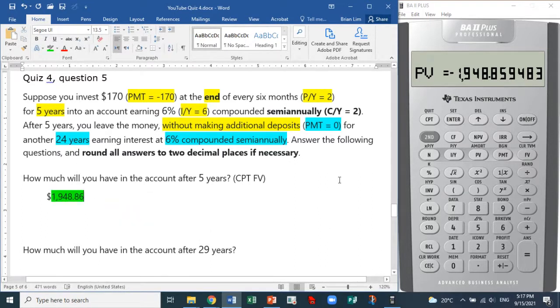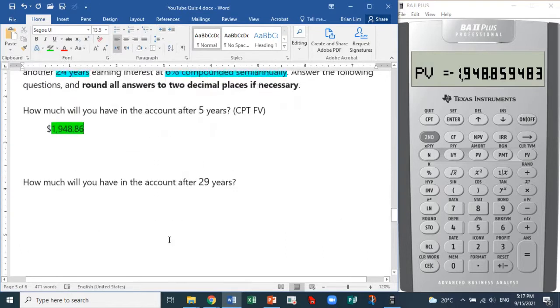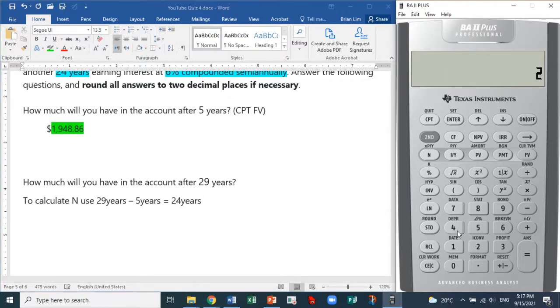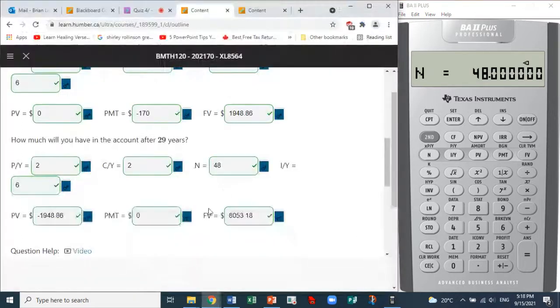All right, now how much will be in the account after 29 years? Remember the second part, I should put a note here: to calculate N, use 29 years minus 5 years, which would be equal to 24 years. Okay, remember, that is why we use that 24 when we did N. So N turns out to be the 48 right there.